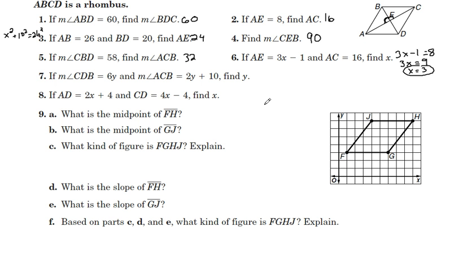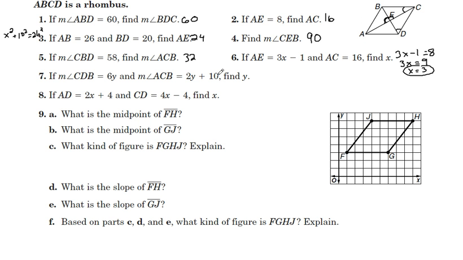That's number 6. Okay, number 7, if the measure of angle CDB is 6y and the measure of angle ACB is 2y plus 10, find y. In the picture here, those two angles are supplementary to each other. So let's look at CDB here. CDB, that's this angle. ACB is this angle right here.